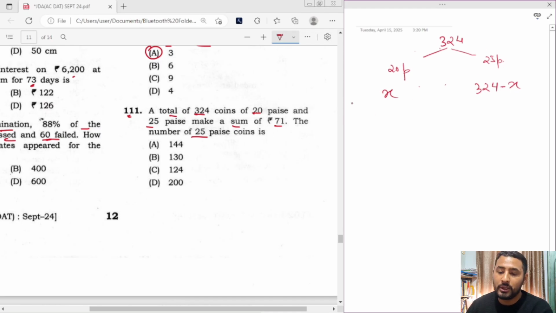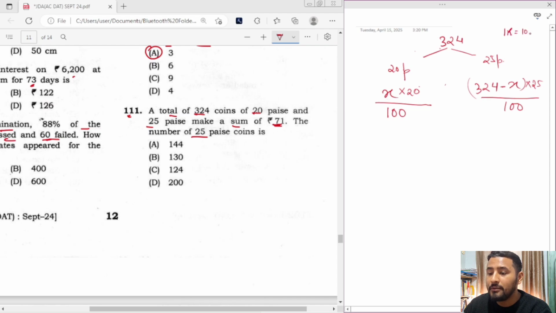Now this is given in rupees, so we should convert to rupees. You can do x, the number of coins, into 20 paise, and here also 324 minus x into 25 paise. Now convert this into rupees. It will be divided by 100, because 1 rupee is equal to 100 paise. You should remember 1 rupee is equal to 100 paise. These are given in paise, so you divide by 100 to get rupees.